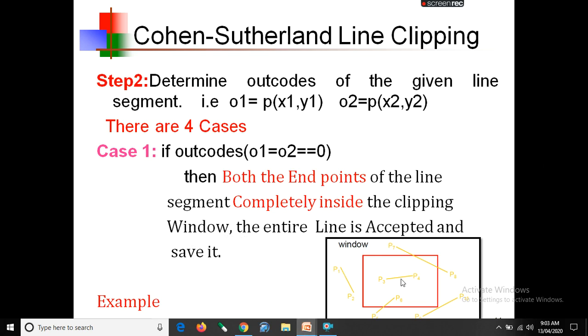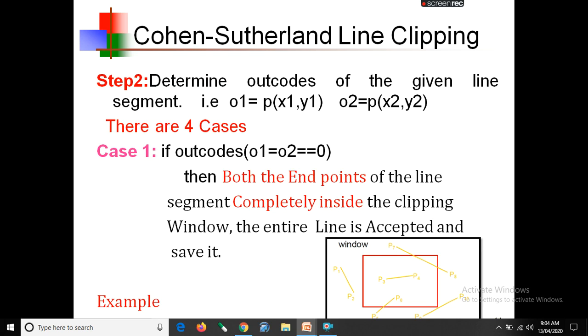As you can see in this example, we have 5 lines here: 1, 2, 3, 4, 5. With respect to case 1, take the line segment P3 P4, and assume P3's output is O1 and P4's output is O2. The output of the first point is 0 and the output of the second point is also 0. It means both endpoints of the line segment lie inside the clipping window. Then we don't need any clipping here. We need to accept. This is case 1.